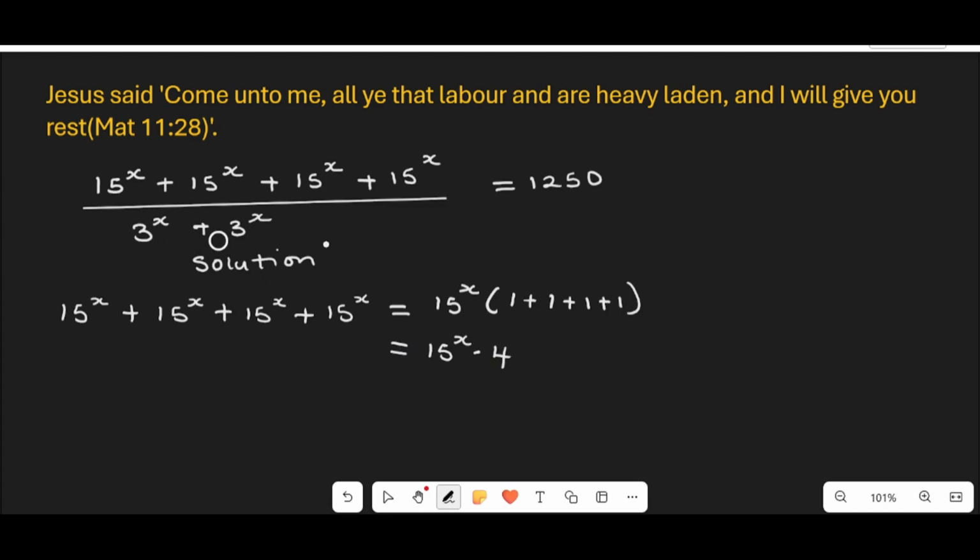Also, let us simplify the denominator. 3 raised to power x plus 3 raised to power x is equal to, let us factor out 3 raised to power x. We are going to have 3 raised to power x bracket 1 plus 1, which is equal to 3 raised to power x multiplied by 2. So let us substitute this for the numerator and this for the denominator.